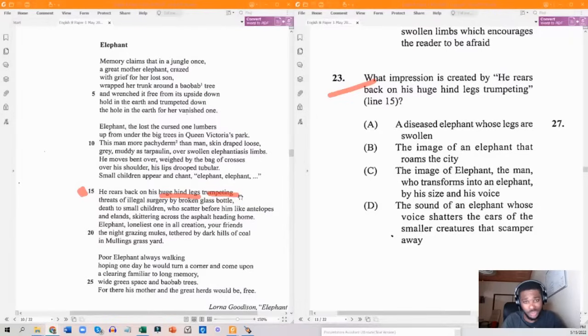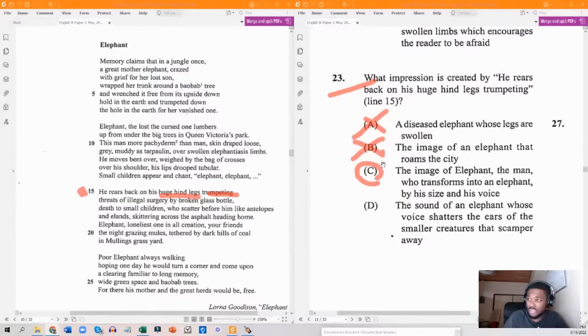Trumpeting. First of all, trumpeting brings to mind the image of the elephant's trunk. Second of all, it shows how loud this man is. So he's trumpeting and he has hind legs. Could it be a diseased elephant whose legs are swollen? Nope, because we're talking about a man. The image of an elephant that roams the city? Nope, because we're talking about a man. The man who transforms into an elephant by his size and his voice? Yes.